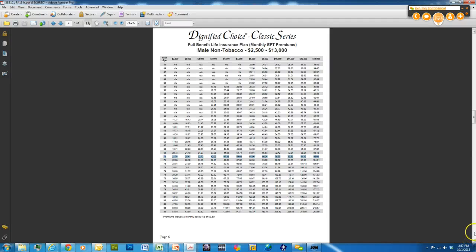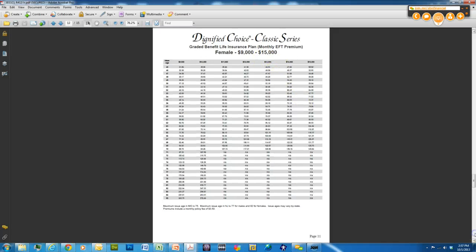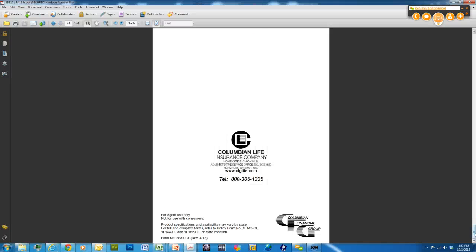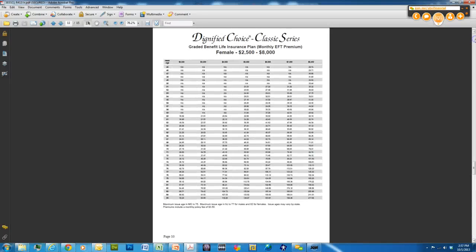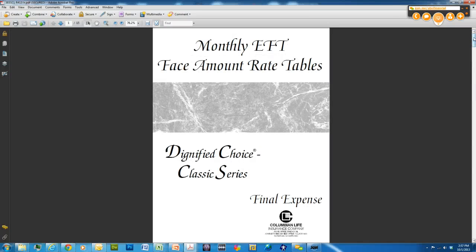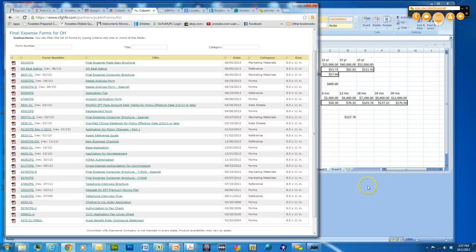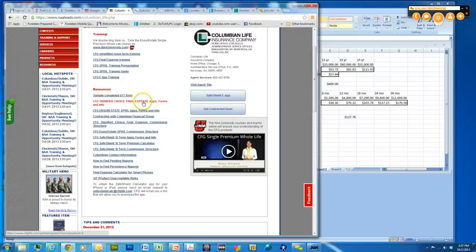It's super easy. Male non-tobacco, male tobacco, graded benefit. So this is the graded benefit version, female. Graded benefit version, male. And that's it. So you just print this out and you're good to go, and you don't have to pull out your laptop or whatever. It's pretty easy with the rate table sheet. And that's how you download the applications for the Dignified Choice, the Safe Shield term apps.